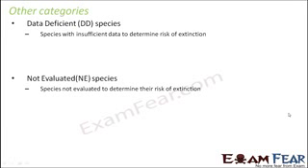And finally, besides all of these categories, you also have two additional categories, that is DD, which is data deficient. That means species with insufficient data to determine the risk of extinction. So we do not even know the risk of extinction for those species because we do not have sufficient data. So they fall under the category of DD. And NE, that is not evaluated species. So species which have not yet been evaluated to determine their risk of extinction. So these two categories basically fall under other categories because for both of these, whether it is DD or NE, we do not know the risk of extinction for that species, either because data is insufficient or because we have not evaluated them.